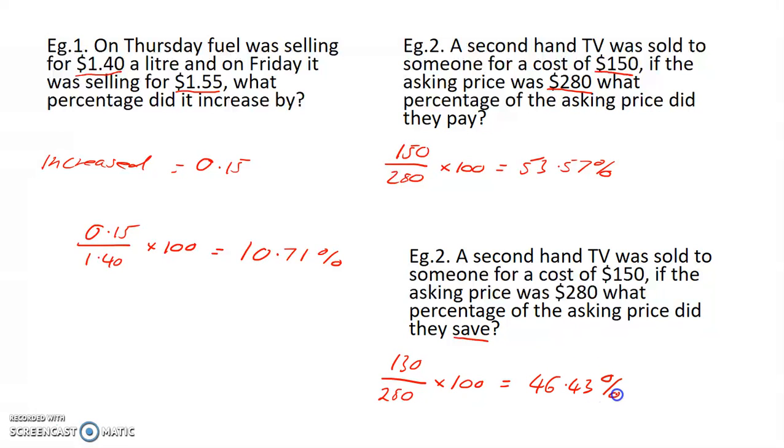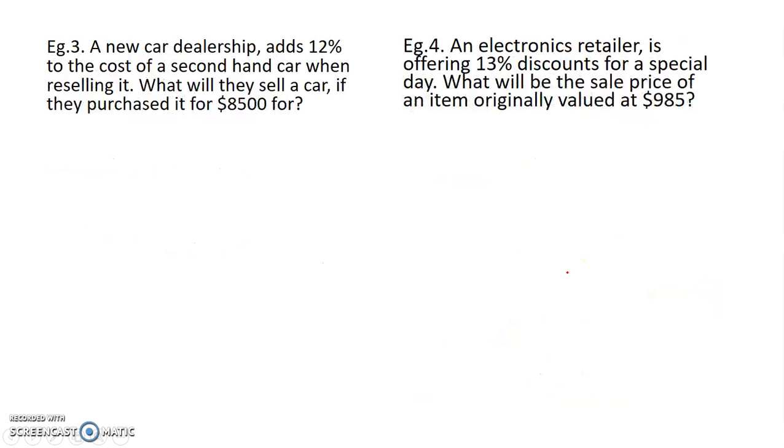Of course, I also could have answered this question here, because if I paid 53.57%, I would have saved whatever percentage adds up to 100. So 100 take away this percentage would have given me this percentage anyway. But they're two different ways to answer very similar questions.